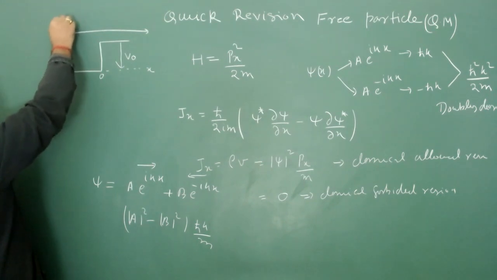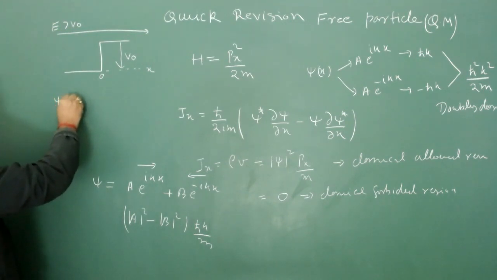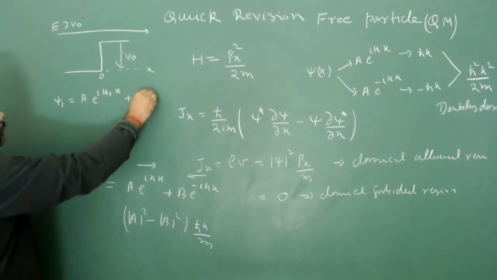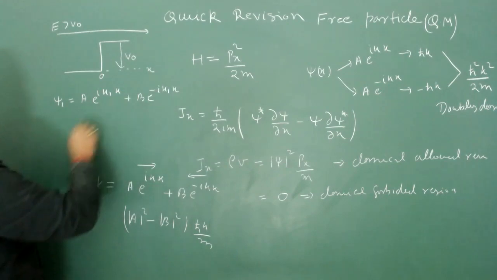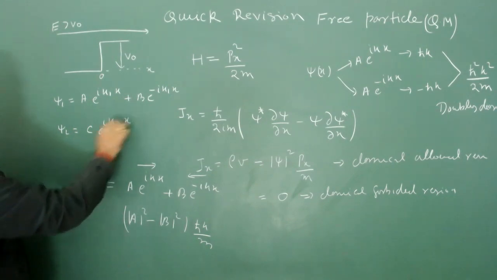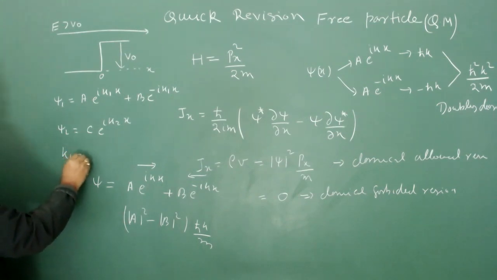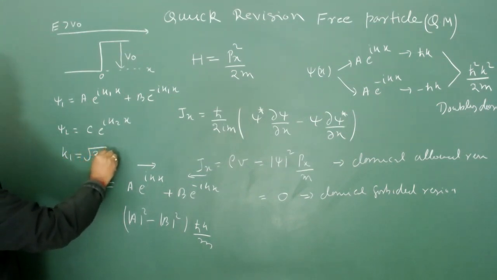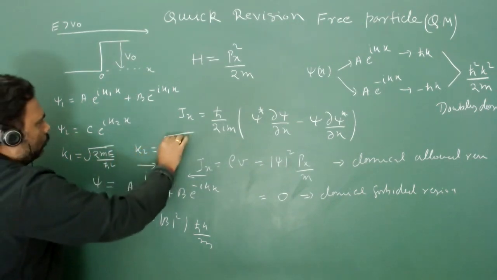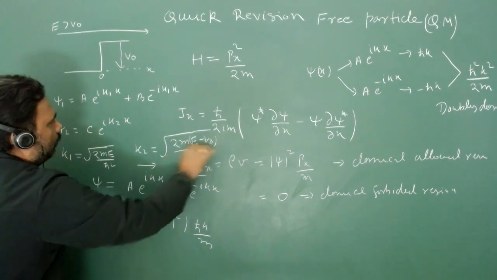The first condition is E greater than V naught. If E is greater than V naught, you can have psi 1 as A e to the power ik1x plus B e to the power minus ik1x, and psi 2 is equal to C e to the power ik2x. You should also remember the value of k1: k1 is equal to root under 2mE upon h cut square, and k2 is equal to root under 2m(E minus V naught) upon h cut square.